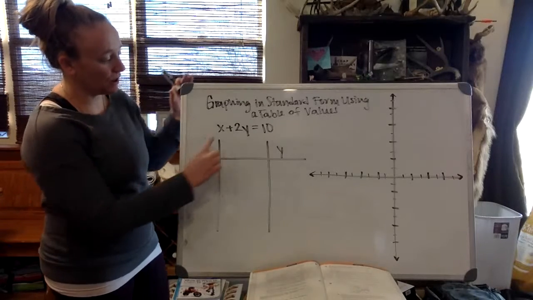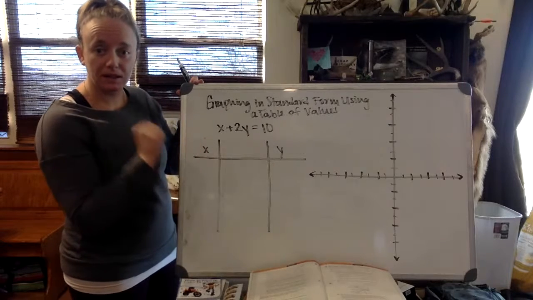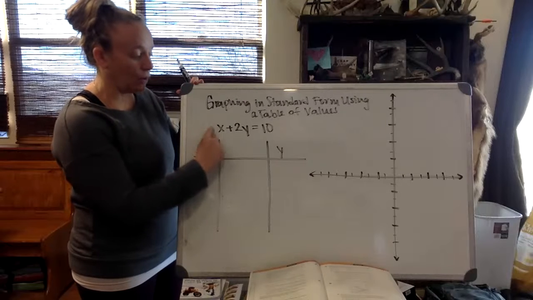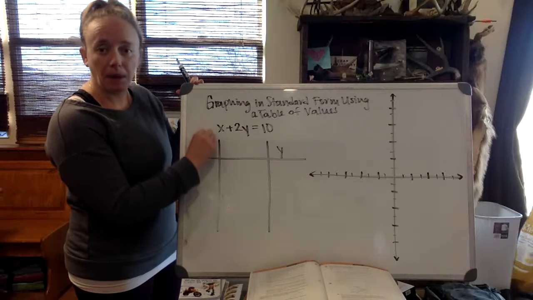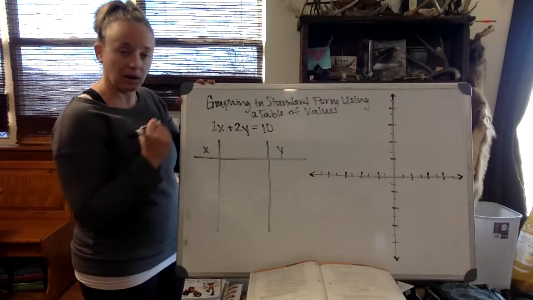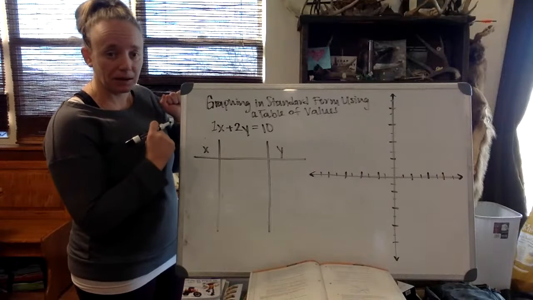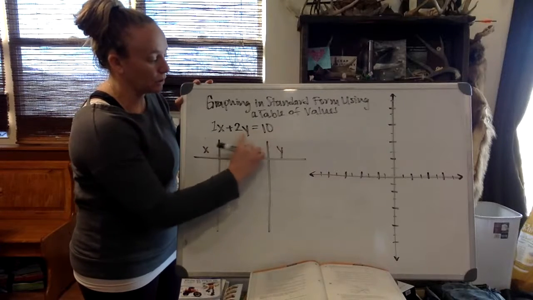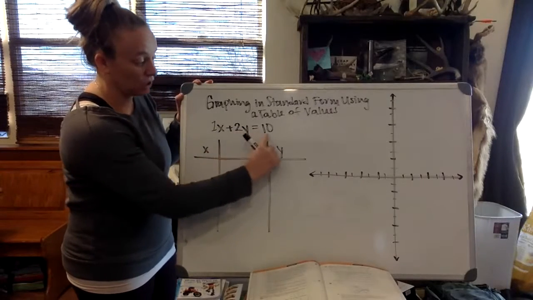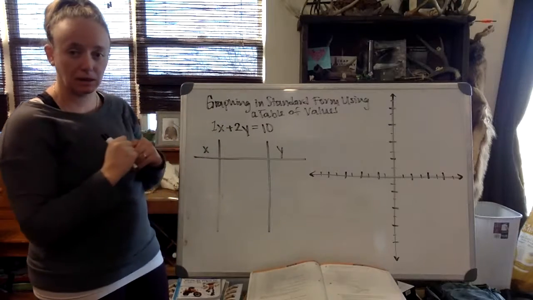Here is our situation. We have x plus 2y equals 10. First, I always want you to ask yourself, is this truly written in standard form? Is the first value a positive integer? This has that hidden 1 in front of it, so yes, it has a positive integer up in front. These other two numbers, are these integers? Do we have negative numbers or positive numbers? And yes, we do. So great, it's written in standard form.